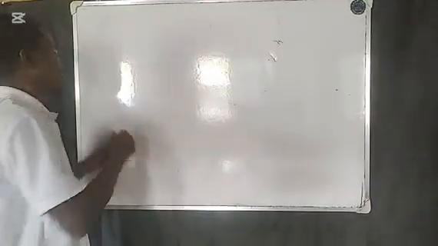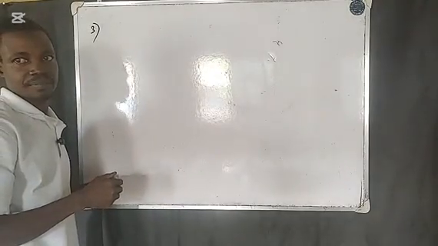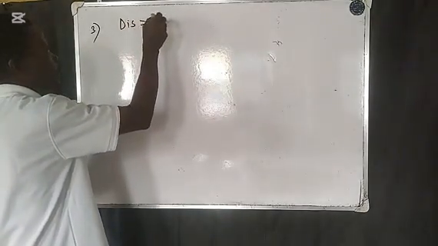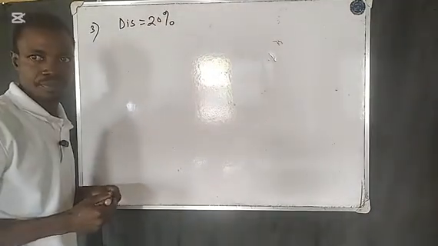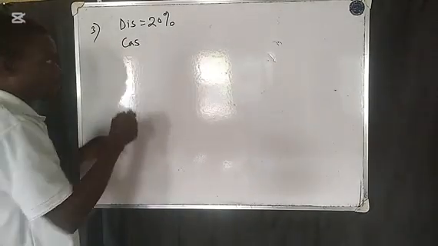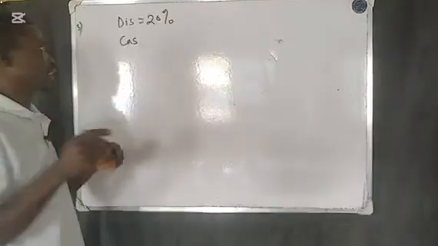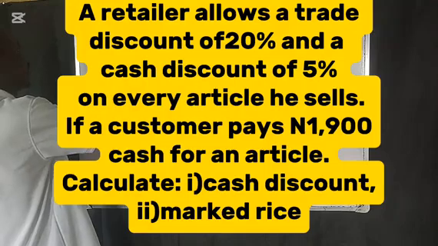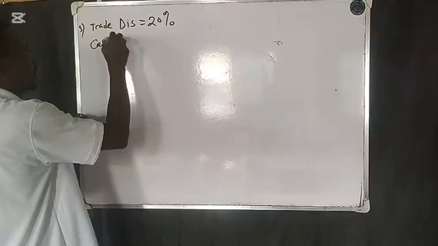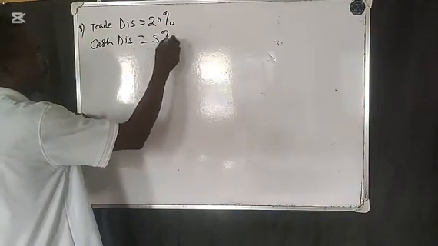Right? Number 3. A retailer allows a trade discount of 20% and a cash discount of 5%. Cash discount. Oh, there are 2 types of discount. I must warn you about a mistake here. So we have trade discount and we also have what? Cash discount. So we have 2 types of discount here and it is 5%, right?